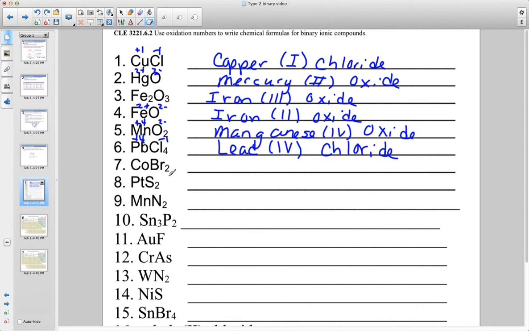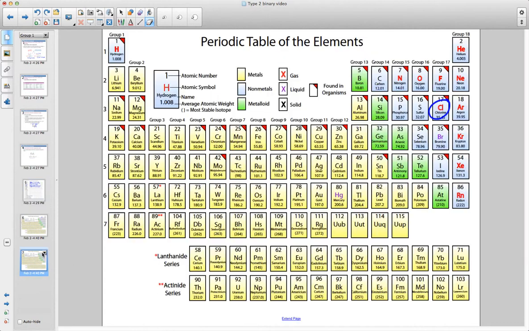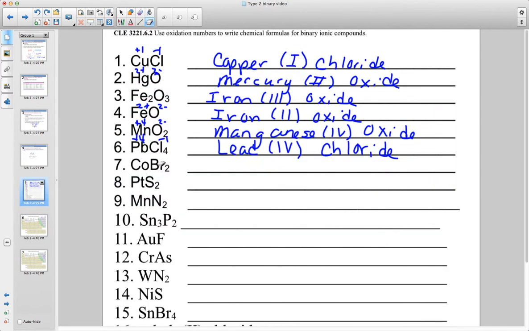Okay, so if this one, bromine, let's go check it out. It's over here. We already said that all of these have an oxidation number of -1. Thank goodness we can save our brain cells a little bit, so that must be -1. We have 2 of them, so that's a -2. That must mean that this is a +2. So that's going to be cobalt 2 bromide.